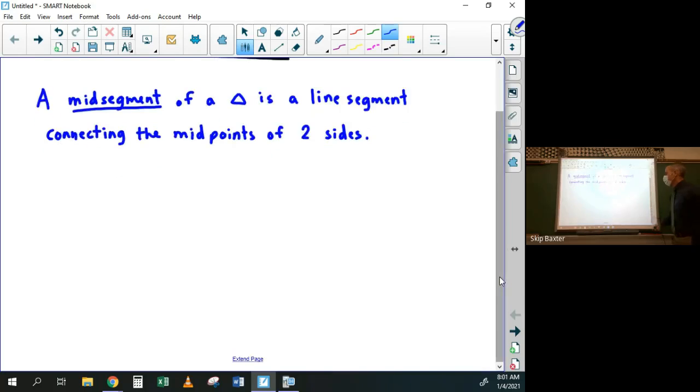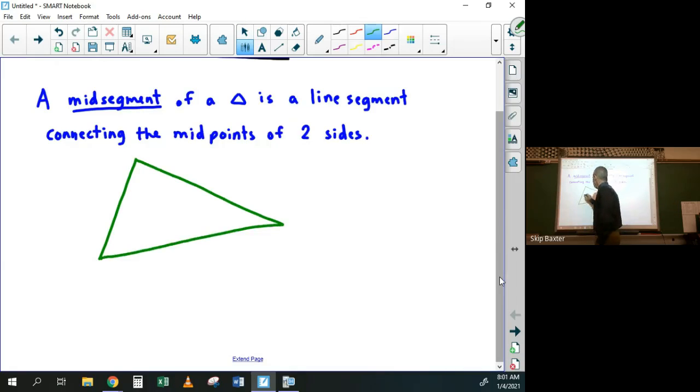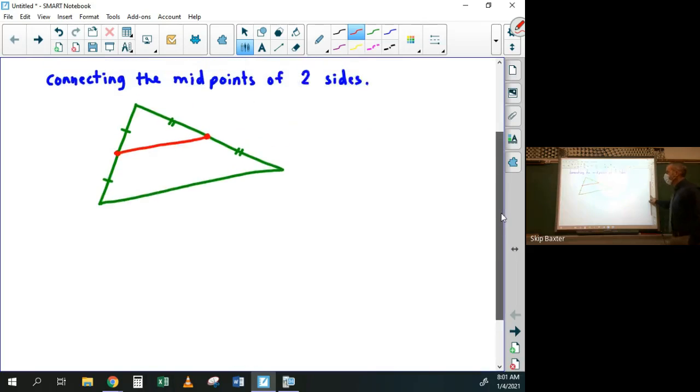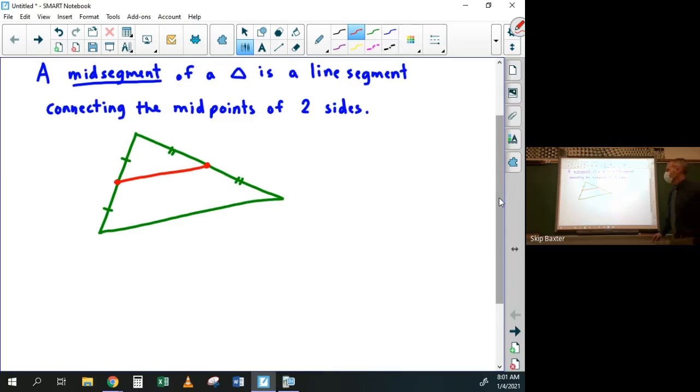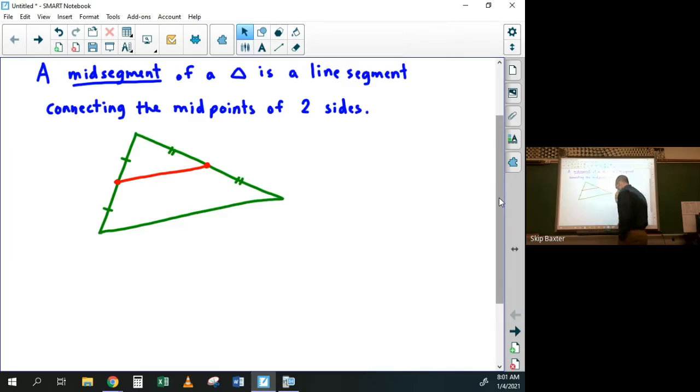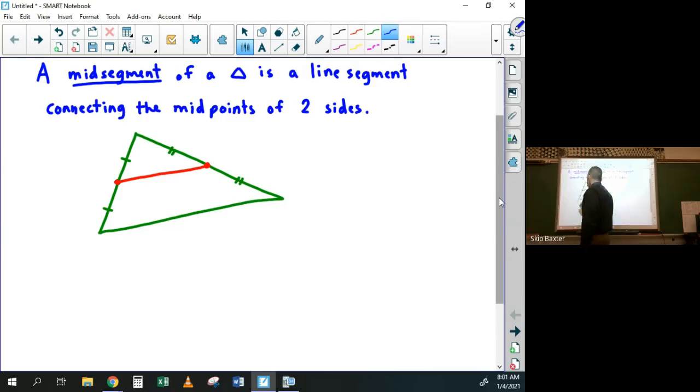Okay, so if you have a triangle like this, and you have the midpoint of one side like this, and then a midpoint of a second side, this, then the mid-segment would be the segment that just connects those two midpoints. Okay, so there's a few important properties having to do with the mid-segment of a triangle. So here they are. Here's some facts.